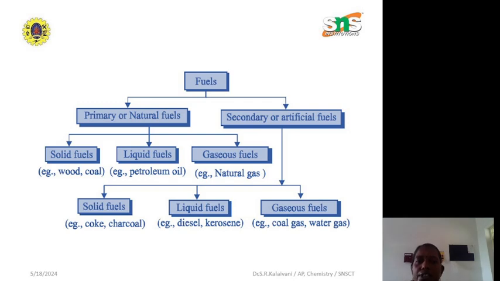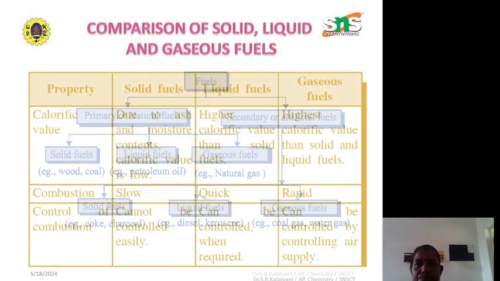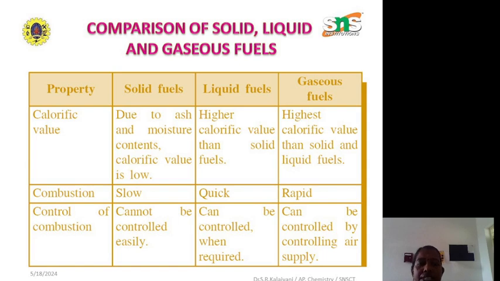This is a flow chart for the classification of fuels. First, primary and secondary fuels. Then primary fuels can be classified into three categories based on their physical state: solid fuel, liquid fuel, gaseous fuel. Similarly, artificial fuels or secondary fuels are also classified into three categories based on their physical state. Next, comparison of solid, liquid and gaseous fuels.